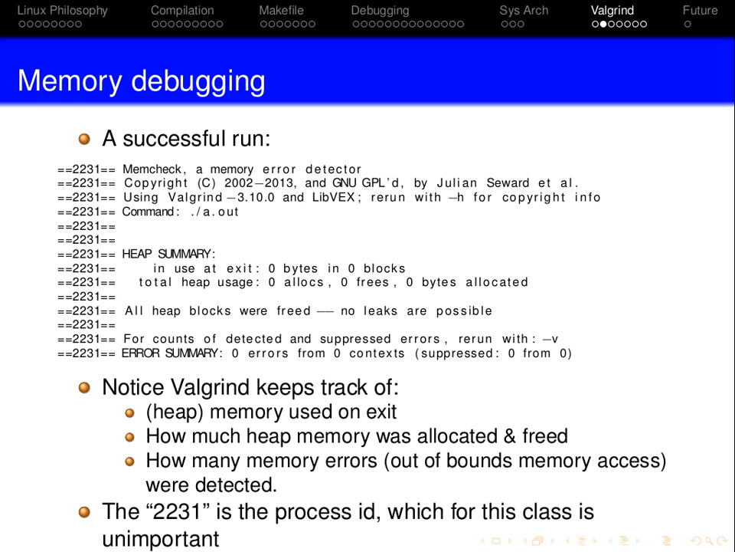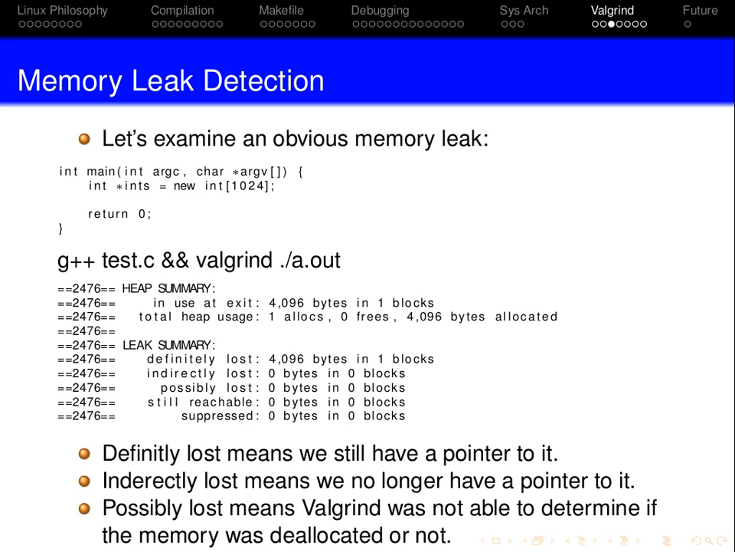One last note. When you run it, you're going to come up with a number over here. That's your process ID. For this class, it's completely superfluous. But what's going on is every process or job or program you run is assigned a process ID, and that's just it, showing it over there. That's all.